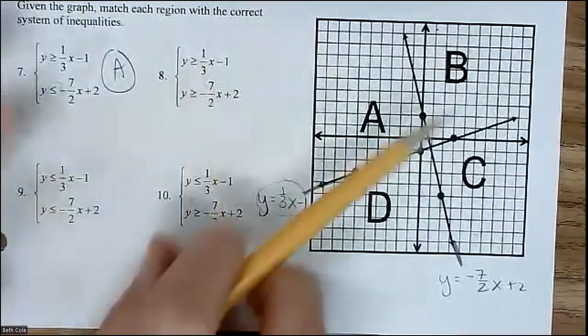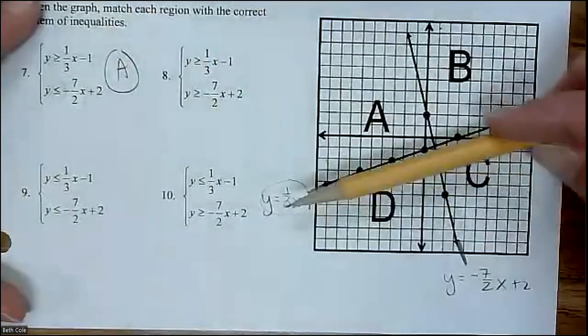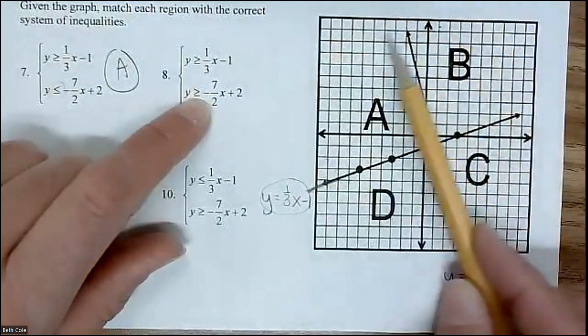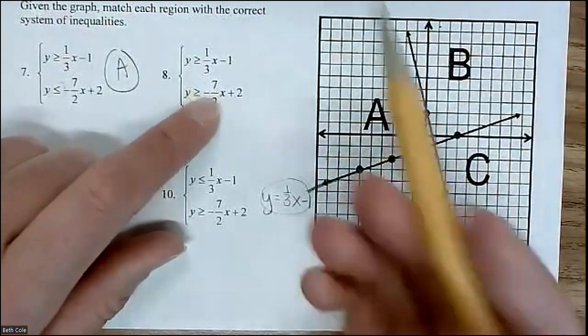For this one, it says greater than. That would be above. And you kind of just have to watch me point to it. I don't have a better explanation than here it is. So we'd be above this line. And this one also says greater than. So we'd be above this line. So where's the overlap if you're above both of them? It'd be B.